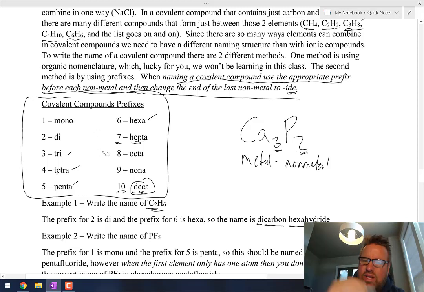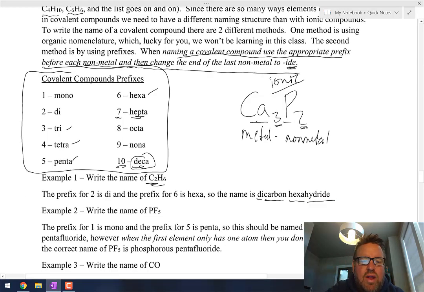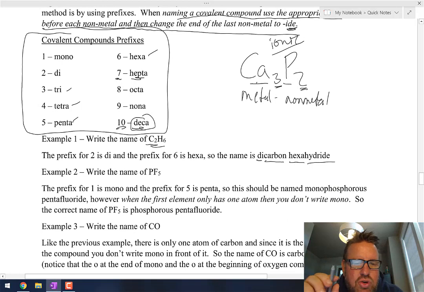Okay, and again, that's why it's so important at the beginning to go, oh, wait a minute, that's an ionic compound. The name of that is just calcium phosphide. Okay, you do not use prefixes ever with ionic compounds. Okay, example number 2, PF5.